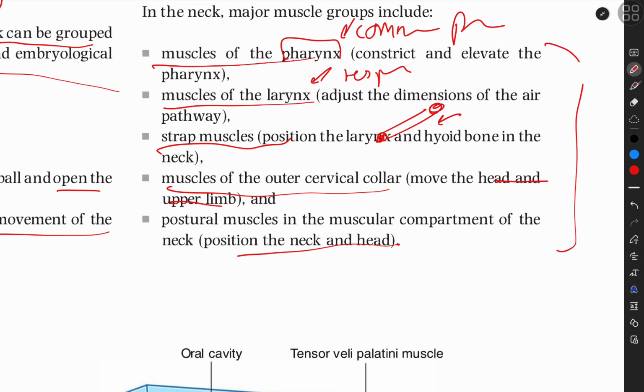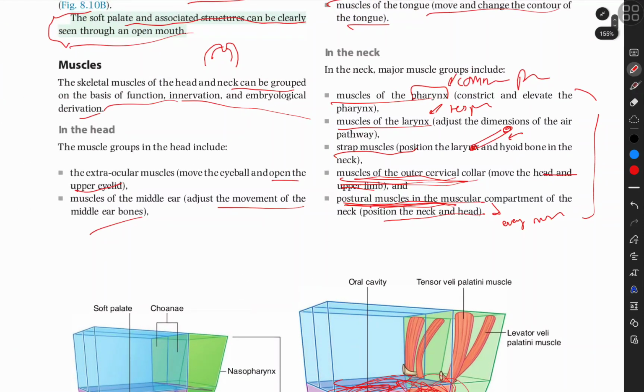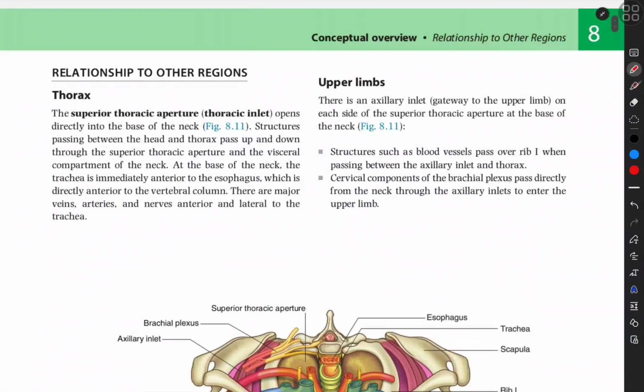We don't really need to know all of this, just understand that there are so many muscles. We'll learn each muscle, what they're talking about. Muscles of the outer cervical collar, this is so vague. Postural muscles in the muscular compartment, so vague. We'll learn every muscle in detail. It's not that difficult, but summarizing it here is just wasting words, I think.